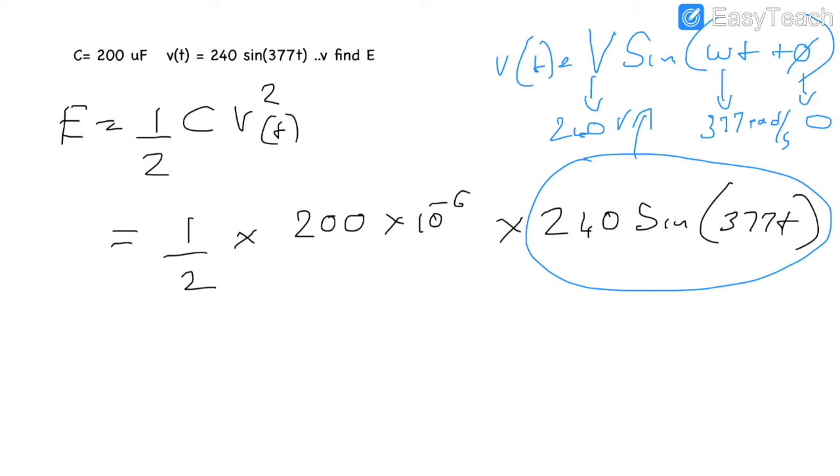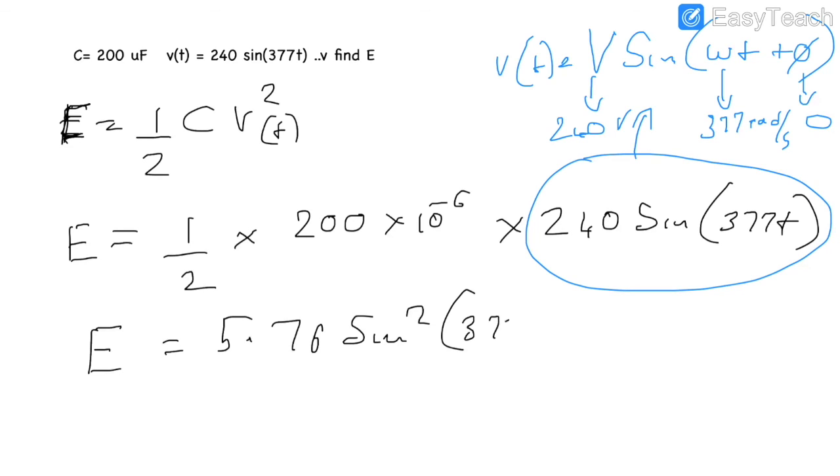All right, this is a time-dependent source, so nothing complex out here. All we have to do is use the formula for energy, and this energy exists because the capacitor contains some charge. It gets charged and discharged depending on the time, so our energy is also going to be dependent on time. If we solve this entire thing, we would get 5.76 sine squared 377t.